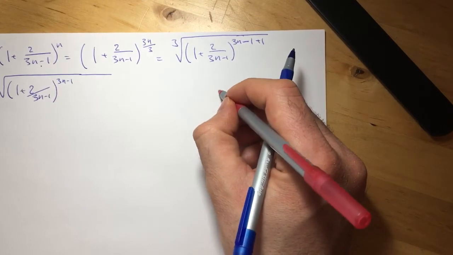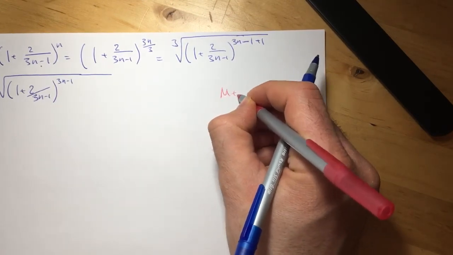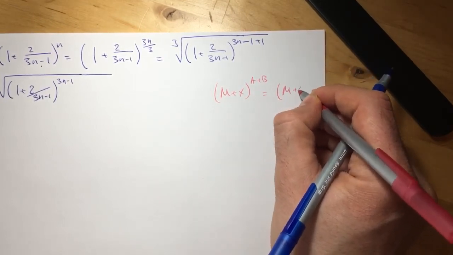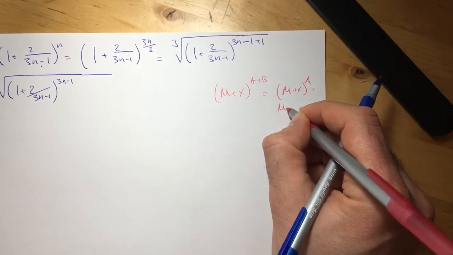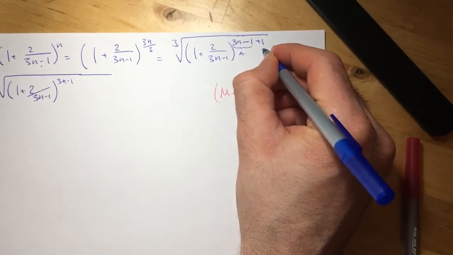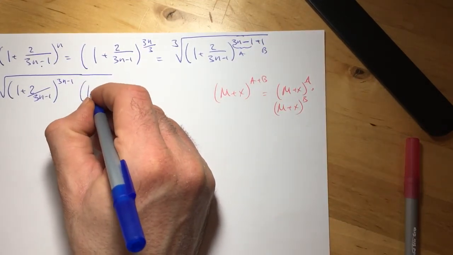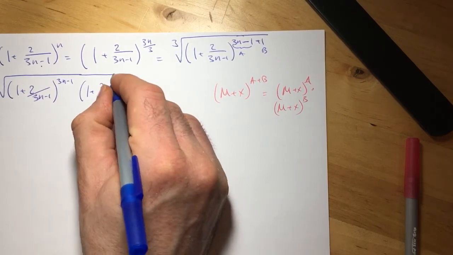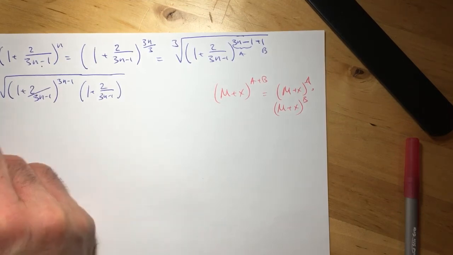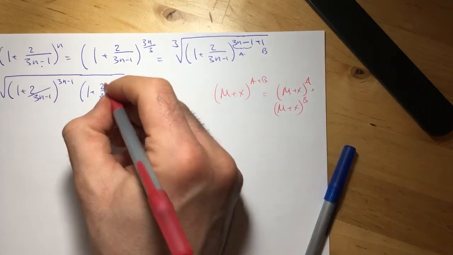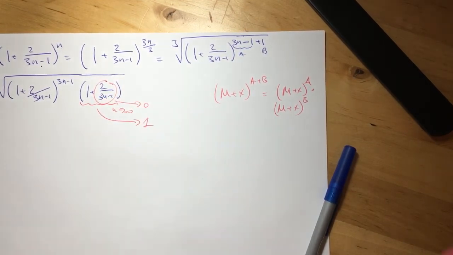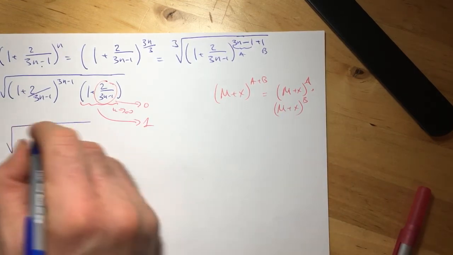And if you have some expression, m plus x to the power a plus b, this is (m + x)^a times (m + x)^b, right? And that's what I'm going to do. Let's say this is my a and this is my b, so (1 + 2/(3n - 1))^1. And this finally approaches, as n goes to infinity, to where? Well, this is going to go to 0 as n goes to infinity, so this whole thing just approaches 1, right?